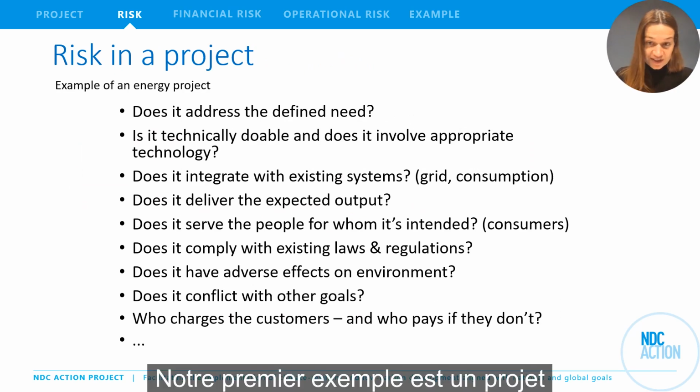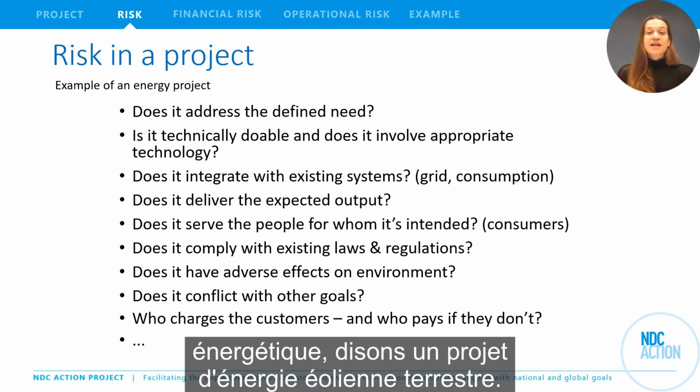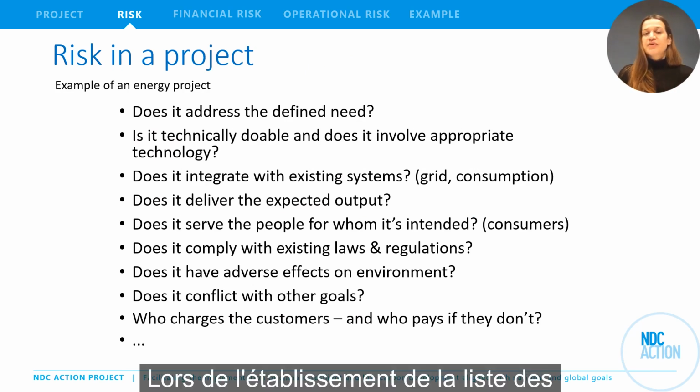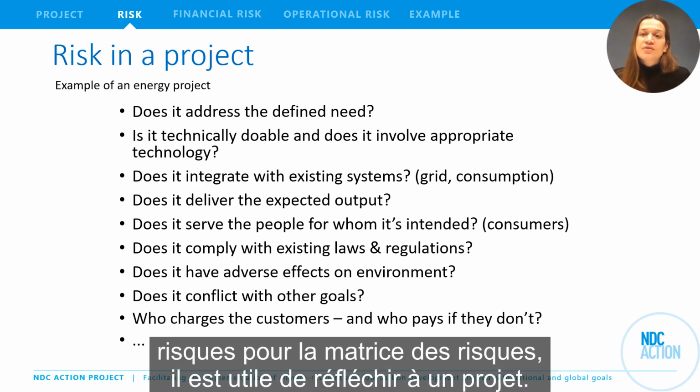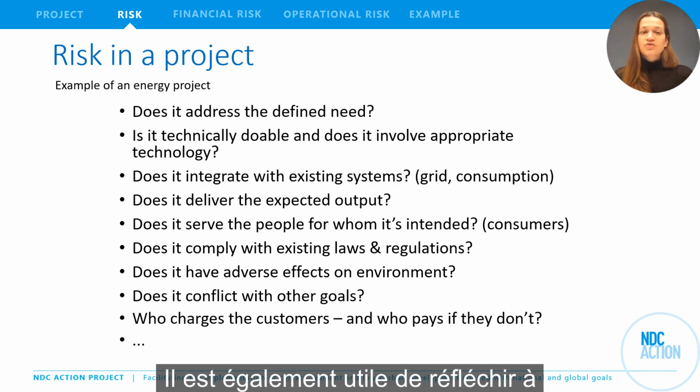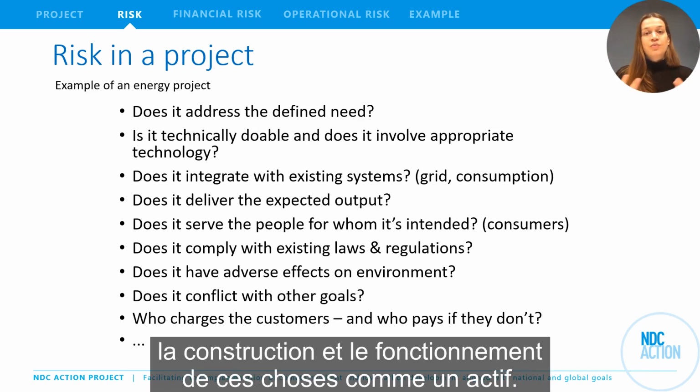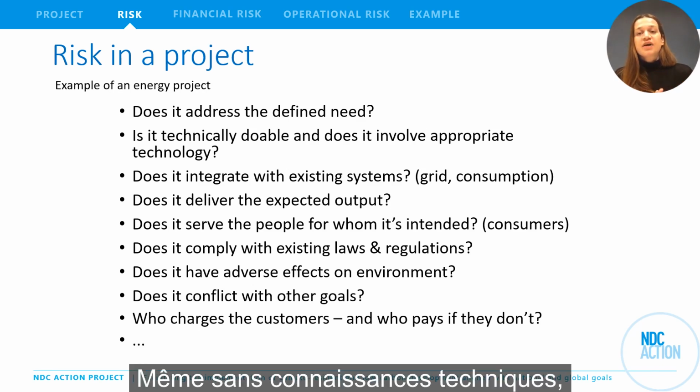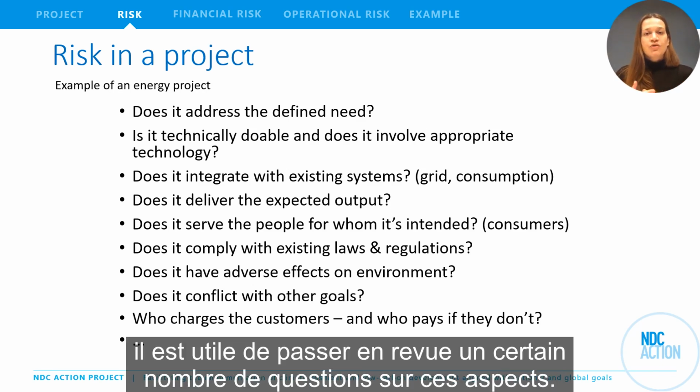Our first example is an energy project. Let's say an onshore wind power project. When listing risks for the risk matrix, it helps to think through a project as having intended purposes and intended outcomes. It also helps to think through the construction and the operation of these things as an asset. Even without engineering knowledge, it helps to walk through a number of questions on these aspects.